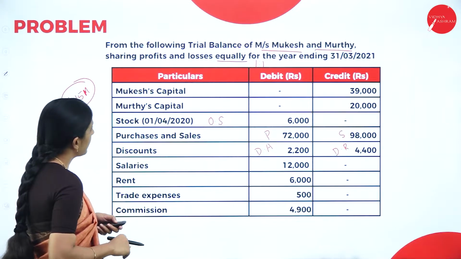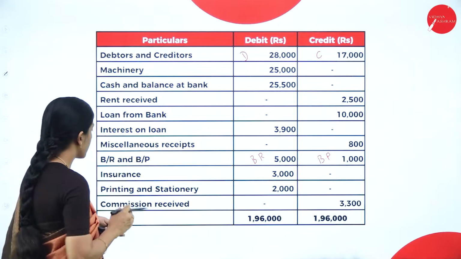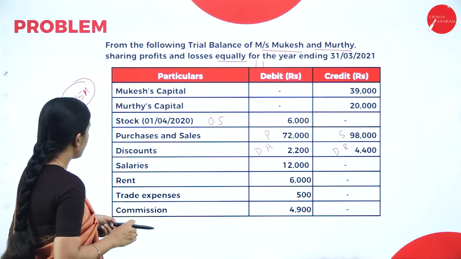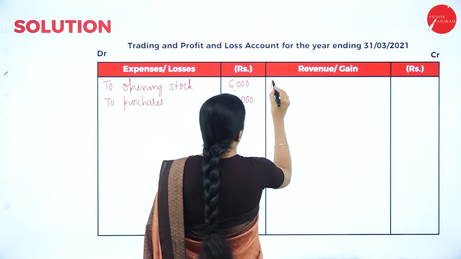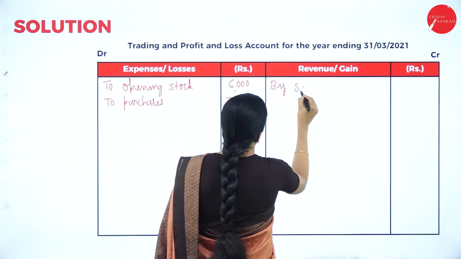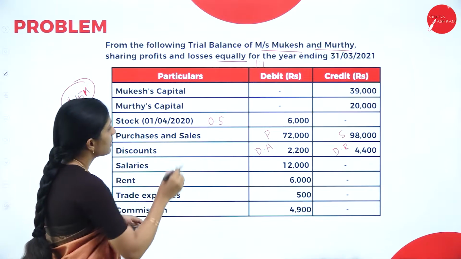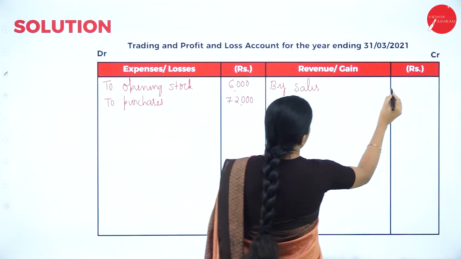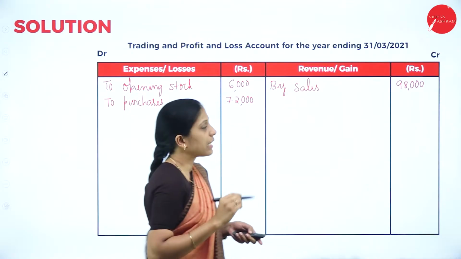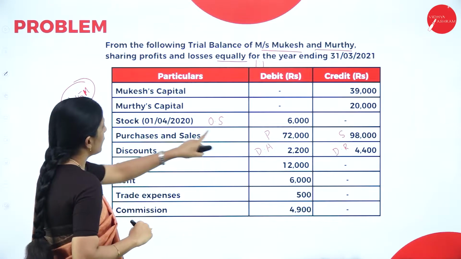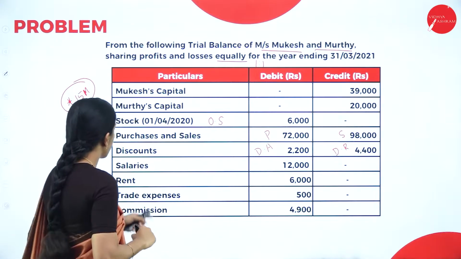Now, let us see whether we have any direct expenses in the problem. So, these are all indirect expenses. So, we don't have any direct expenses. Now, coming to your credit side, by sales. So, we don't have sales return. So, sales how much? That is 98,000. Once again, we shall check. So, we are done with opening stock, purchases 72,000 and sales 98,000.